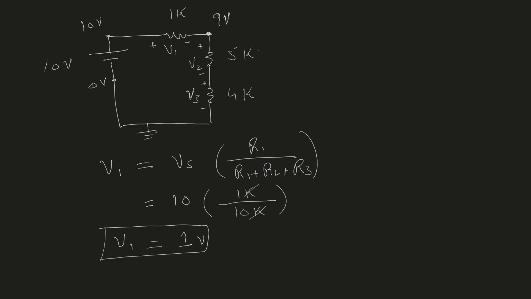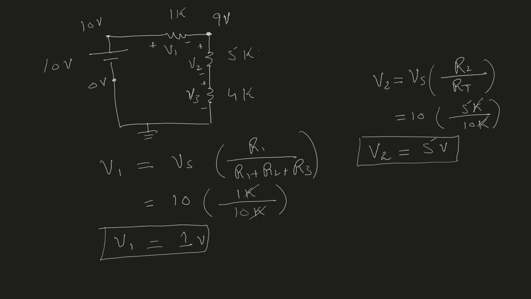Now let's see, how can I find V2 using VDR? So V2 will be equal to the source voltage Vs multiplied by the resistor R2 divided by the total resistance, which is the sum of the three. So I'm going to call it R total. Vs is 10 volts, R2 is 5K, and the denominator is 10K. So therefore I have 1 over 2, which will mean 10 divided by 2, so that's 5 volts. So V2 is 5 volts.